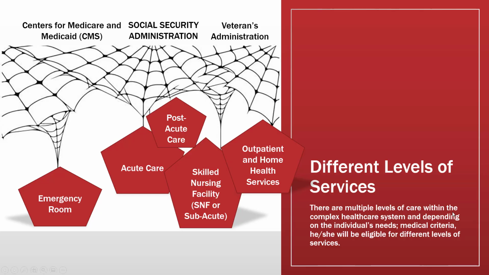And again, just like the other, we have the complex web of different levels of acute care services that still fall under the Centers for Medicare and Medicaid Services, Social Security Administration, Veterans Administration, Indian Health Board, all of those. But now we're going to actually go down into looking at the different levels of healthcare based on medical criteria that an individual potentially needs.